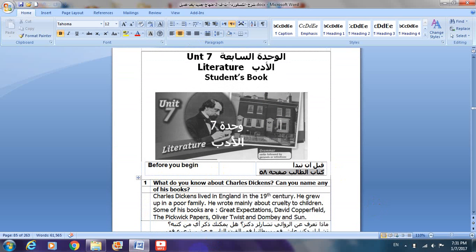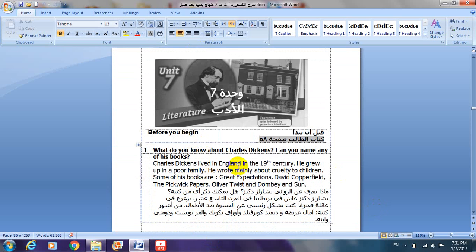Before you begin. 1. What do you know about Charles Dickens? Can you name any of his books? Charles Dickens lived in England in the 19th century. He grew up in a poor family. He wrote mainly about cruelty to children. Some of his books are Great Expectations, David Copperfield, The Pickwick Papers, Oliver Twist, and Dombey and Son.